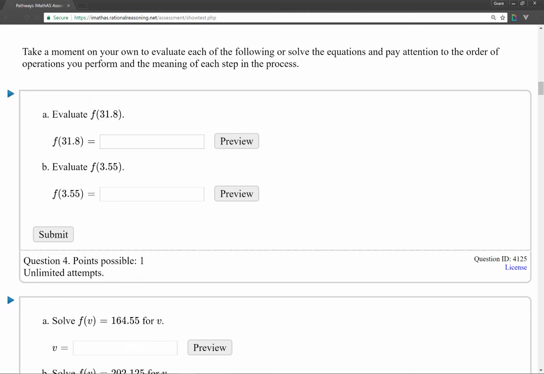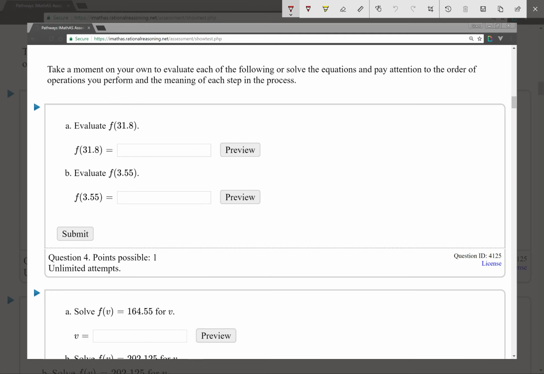So let's look at this. Take a moment on your own to evaluate each of the following or solve the equations. And let's pay attention to the order of the operations we perform and the meaning of each step in the process. So we'll first look at this first question. And recall that f of v was equal to 8.35 times v plus 22.6. All right, so evaluate f of 31.8.